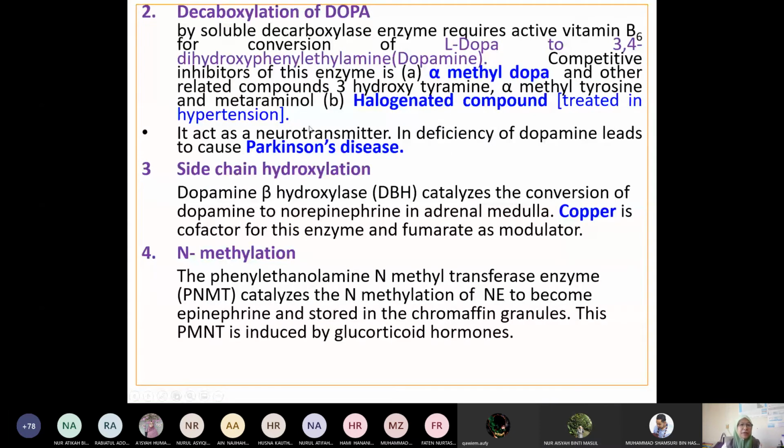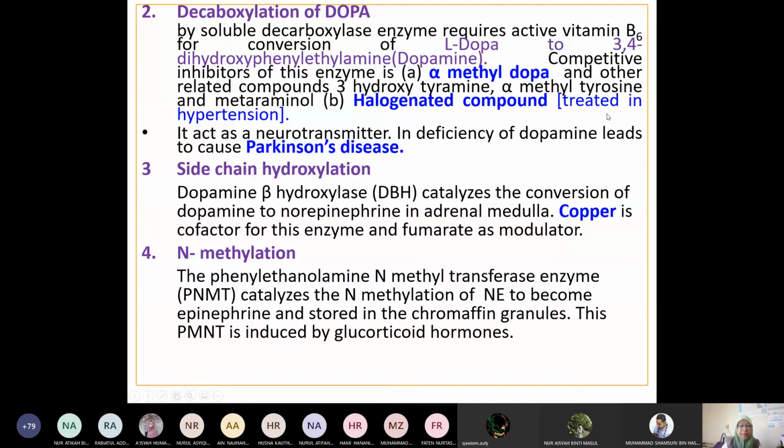And the next step, a decarboxylation reaction of the dopa, makes dopamine, right? In this step, I would like to highlight that the enzyme can be inhibited by alpha-methyl dopa, and other related compounds are 3-hydroxytyramine, alpha-methyl tyrosine, and metaraminol. Alpha-methyl dopa also can be used in the treatment of hypertension, especially in pregnancy hypertension, a pregnant lady with toxemia of pregnancy.